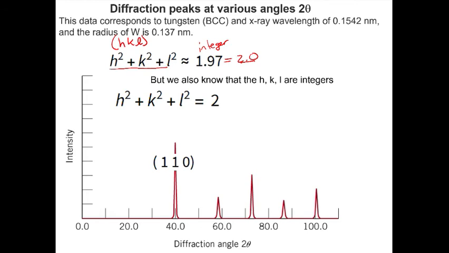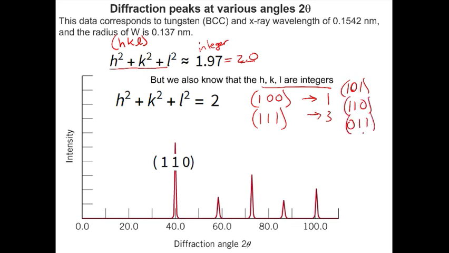It looks like we've got 3 variables and one equation. But again, we know that the hkl are integers, and so there are only certain combinations that we have to try. If we tried 100, those add up to 1. If I tried 111, those add up to 3. So it's only planes like 101, 110, 011 that add up to 2.